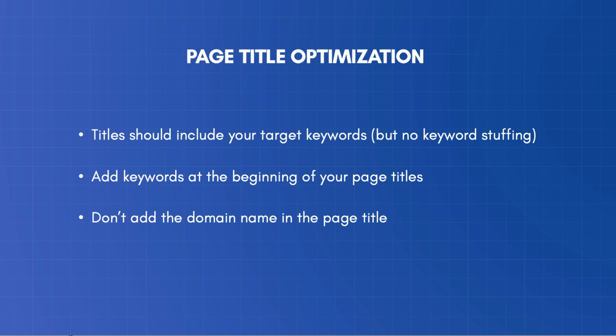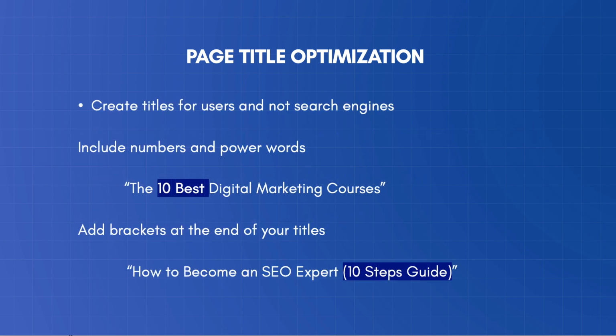Always remember to create titles for users and not search engines. You want users to find your titles interesting and click through to your website. Here are some proven tips supported by research to make your titles more attractive to users. Include numbers and power words like best, amazing, incredible, and top. Use negative words like no, without, and stop. Use brackets at the end of your titles. According to studies, titles with brackets have a 33% higher click-through rate than titles without brackets.